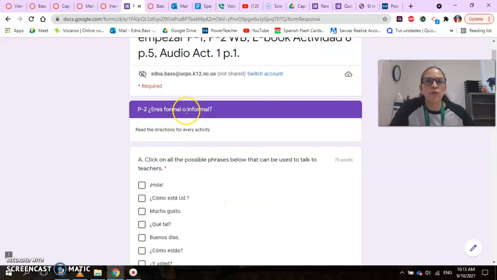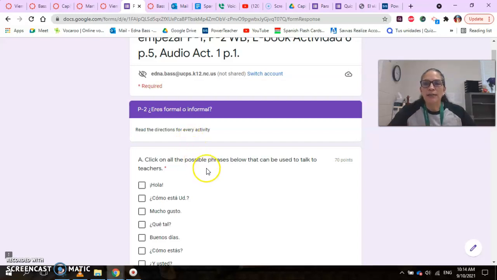It is talking about formal or informal. If you remember, I was explaining during the class that in Spanish you have two different ways to address people, one formal and the other informal. The formal is with adults and people in a position of authority, but the informal way is when you talk with your friends, with your pets, with people that are your same age, etc.